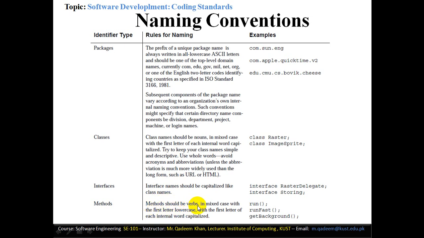Methods should be verbs in mixed case with the first letter lowercase, with the first letter of each internal word capitalized. A method should start with a lowercase character. For example, run, in lowercase alphabet. Similarly, runFast. If there are two words, the next word should start with a capital alphabet. Similarly, getBackground. So we should start the first alphabet with a small letter and the next word with a capital.